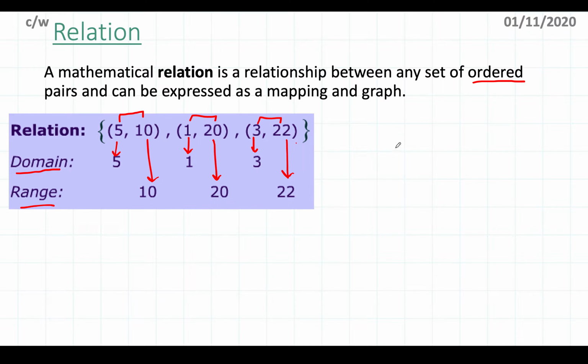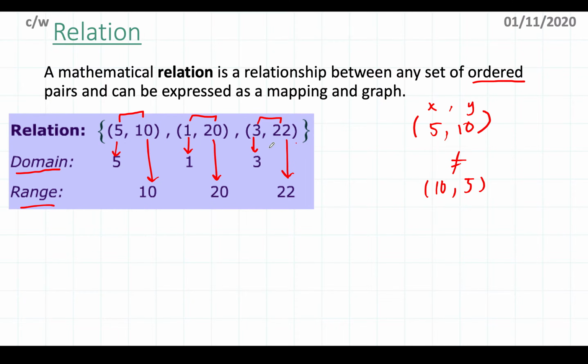You might have seen this before as coordinates, for example. We write coordinates as x and y, for example 5 and 10. So x could be 5 and y could be 10. And it matters because 10 and 5 is not the same. The order of them matters. So a relation is just a relationship between any two numbers that you define.